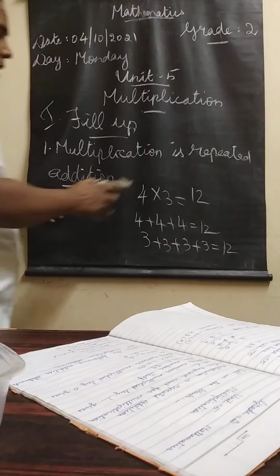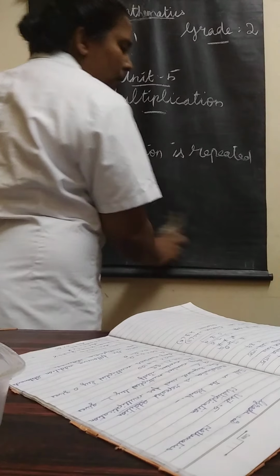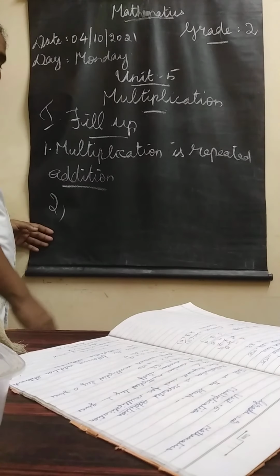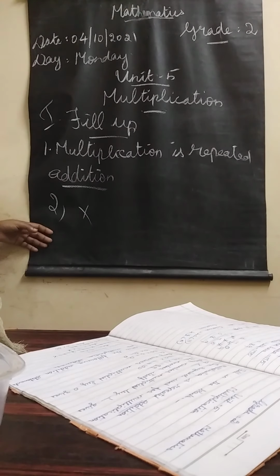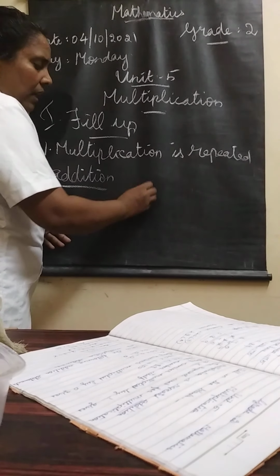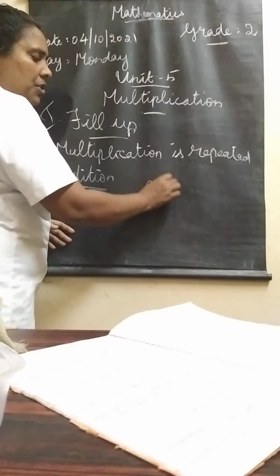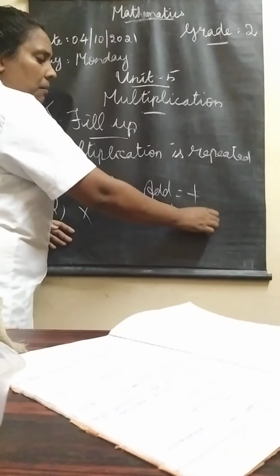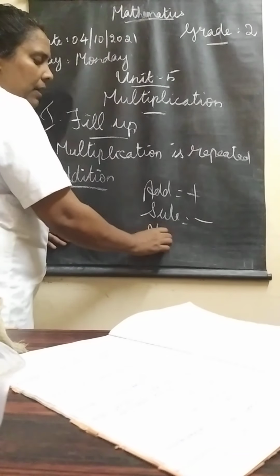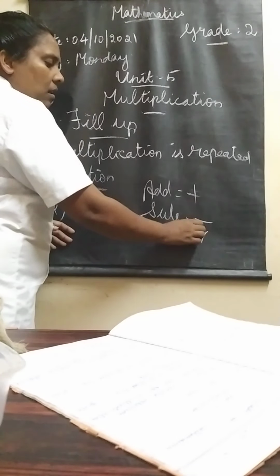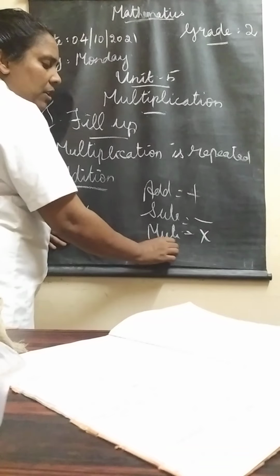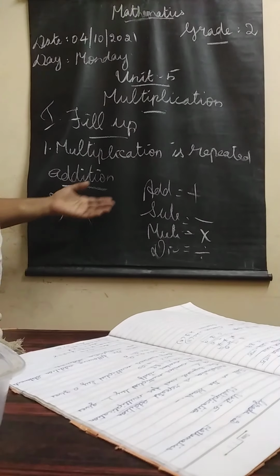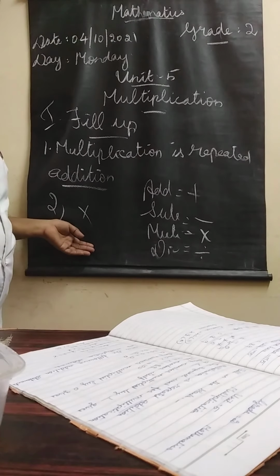Okay, listen to the next one. What is the symbol of multiplication? Multiplication is denoted by the symbol cross. Okay, listen. In addition, what is the symbol of addition? Plus. Symbol of subtraction? Minus. Symbol of multiplication? Cross. Okay, and symbol of division? Okay, so the symbol of multiplication is cross.